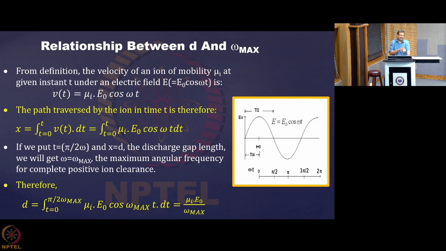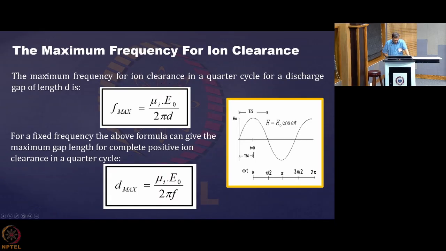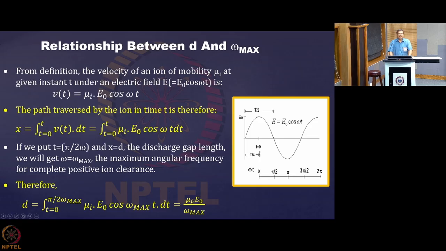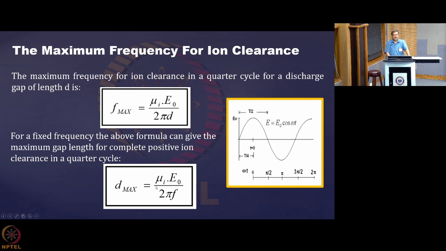So, this omega is giving you the maximum frequency corresponding to which whatever charge is getting created will be collected by the electrode. So, we can do that integration over here and then what we are getting is that d is equal to this integration of E0 cos omega t into dt. If you do that integration, it comes to be mu I E0 by omega max. So, what is omega max? Omega max is mu I E0 by d. This is what we have done there, and you know that omega equals 2 pi f. So, we can find the frequency f max equal to mu I E0 by 2 pi d.